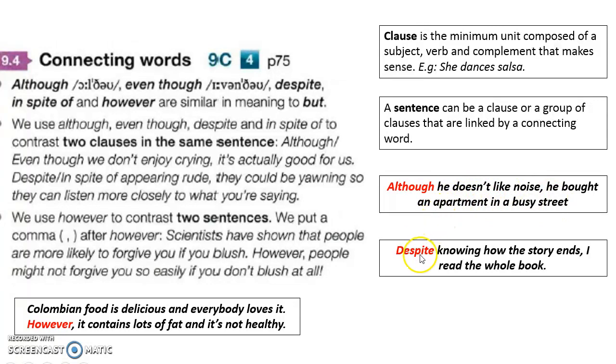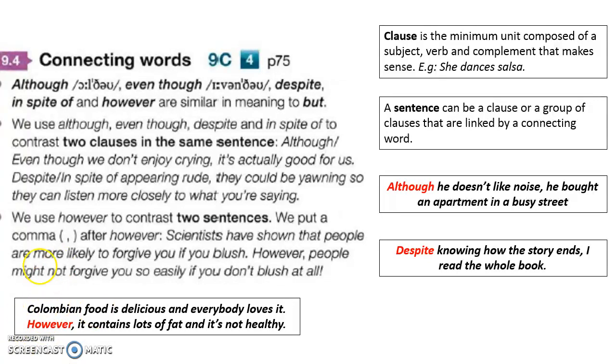Let's take a look at this example here. Despite knowing how the story ends, I read the whole book, right? So even though I already knew how the story ended, I took the time to read the whole book. Again, I'm expressing contrast. One more time here to express contrast, but I use however, which is a wonderful connector because it helps me link two sentences, right?